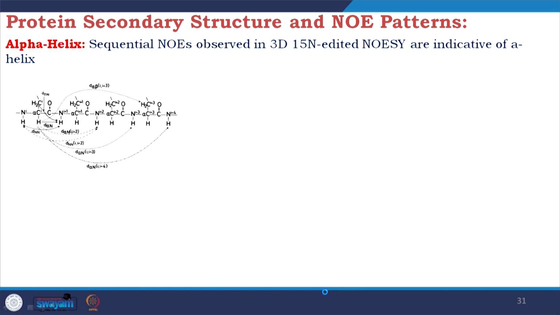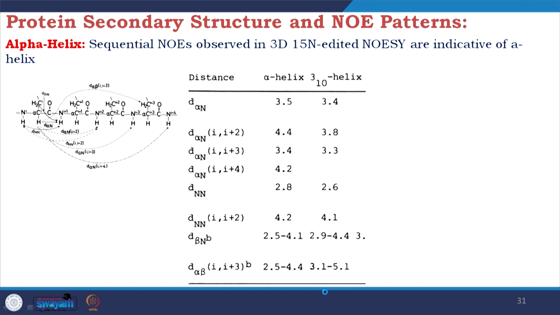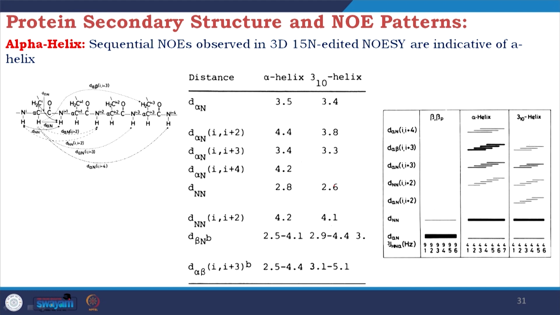You could see, as I was talking about, the distances, and when you measure them you see that there is a trend. So, 3.5, 3.4 d alpha n i to i plus 2; 4.4, 3.8 d alpha n i to i plus 3; 3.4, 3.3 d alpha n i plus 4; 4.2, it is absent here, dN 2.8, 2.6. So, you get the pattern of the values, and you get the pattern which is similar for alpha helix and 310 helix.